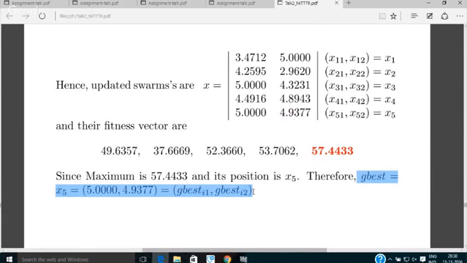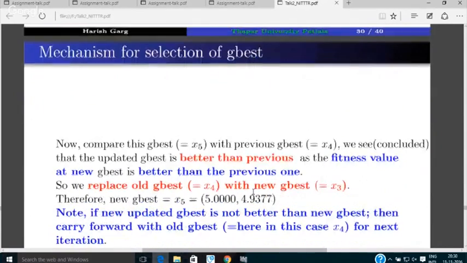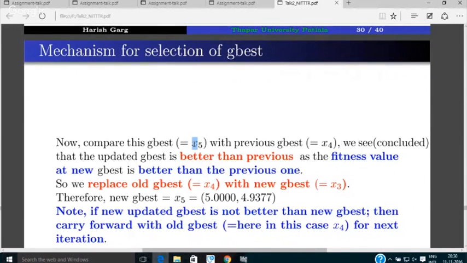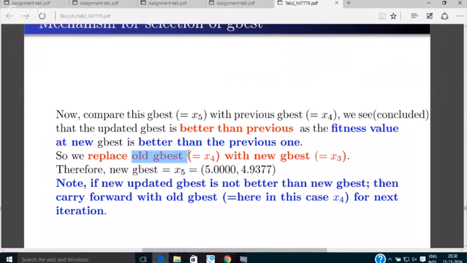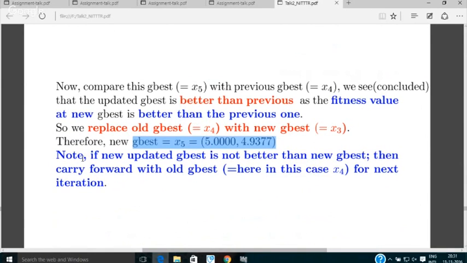Now the second task is local, personal best P. Comparing each value, same. Compare this G best, meaning you compare the updated value with the previous value, and we conclude that we get the better G best, as the fitness value is better. Better means, because the objective function is maximization. So we replace the old G best, my X4, with the new G best. For future calculations, whenever we need the G best value, we substitute 5 and 4.9377. Note: if our new G best value is not better than the previous value, then carry forward the previous value, again better in the sense of the objective function.